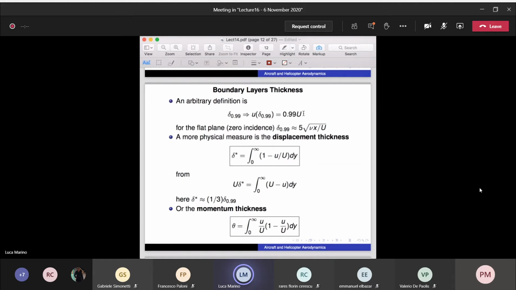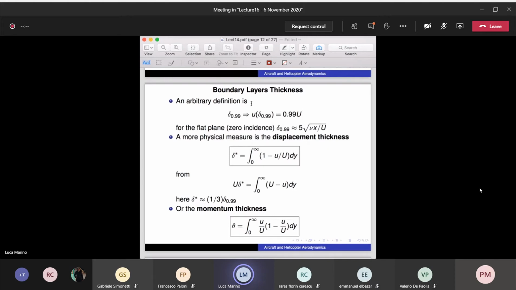This first definition is, as it is written in the slide, arbitrary because there is no reason to choose 0.99, not, for example, 0.19 or 0.9999. Okay, it's not a physical definition, but sometimes it's adopted. You can say, okay, when the difference between the external velocity is just 1%, I should say that I am out of the boundary layer, okay? But this is something that is not so used in the technical papers because it's arbitrary.